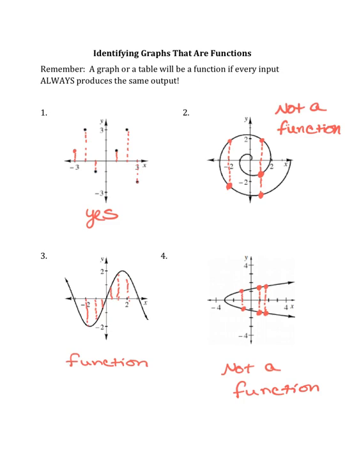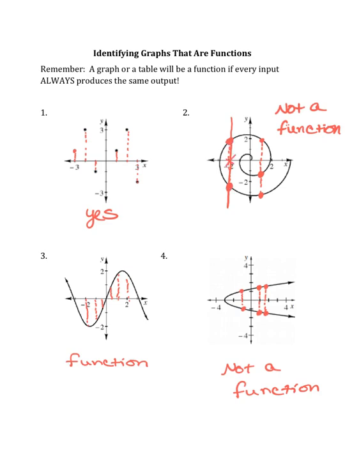Now notice that every time we went to test our inputs to see if they were consistent and produced the same output every time, we were drawing a bunch of vertical dotted lines to test things. This is leading us to something called the vertical line test. If you draw a vertical line through a graph and it crosses the graph more than once, the graph is not a function. And that's because, like right here, if I draw a vertical line, it's going to cross my graph twice here and here.